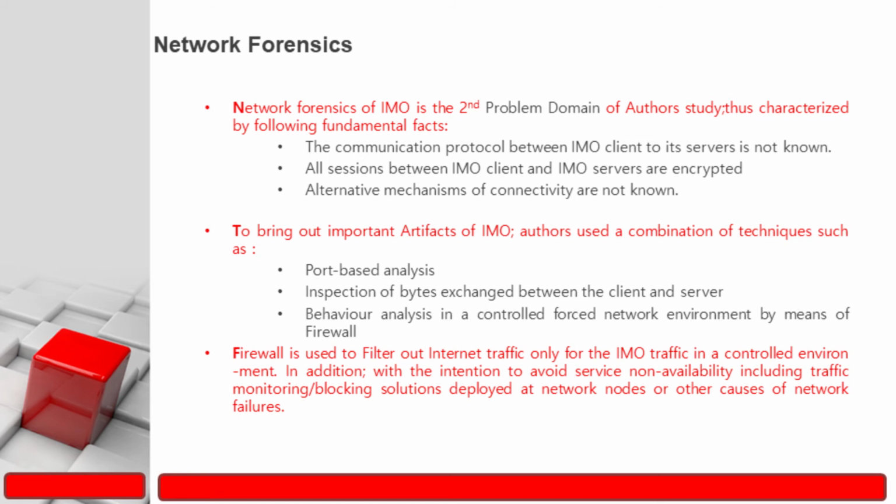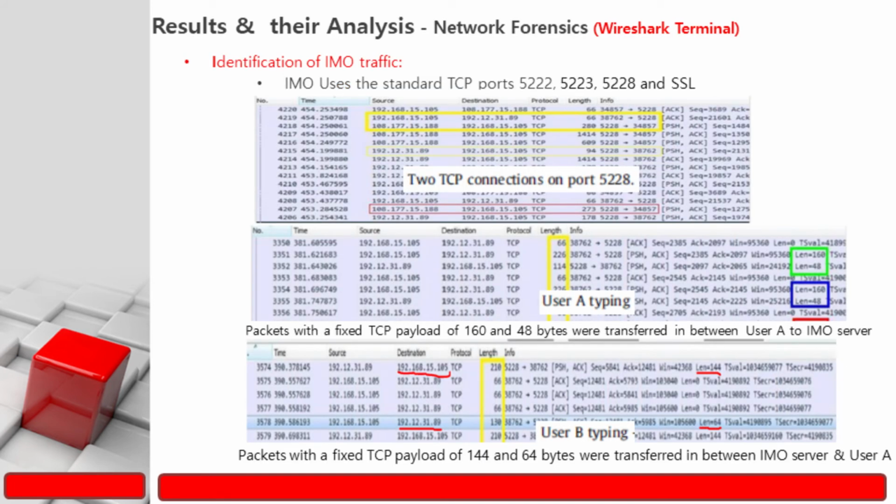In this slide, we see the pictorial display of network forensics results and their analysis with the help of the Wireshark terminal. Through research, it has been identified that the IMO traffic uses the standard TCP ports 5222, 5223, 5228 and SSL, and the same is highlighted here through a yellow box.